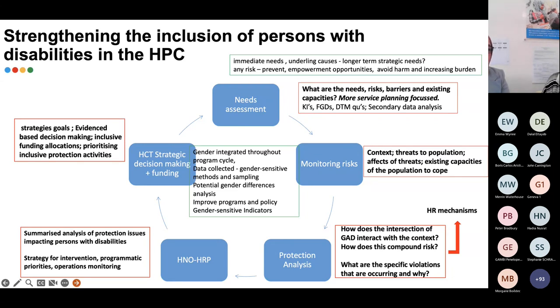It's required, as I said, that gender is integrated through all the program cycle: data collection, gender sensitivity, methods of sampling, analysis, and improving the program and policy to gender sensitivity and indicators. So we are not only relying on having this one stage, but we are going through the whole cycle to ensure that we are able to monitor the tailored information. Next slide.